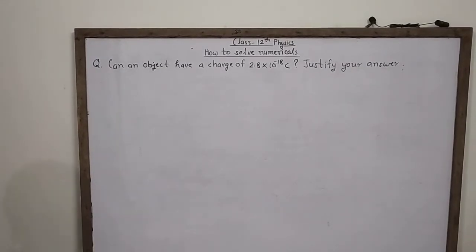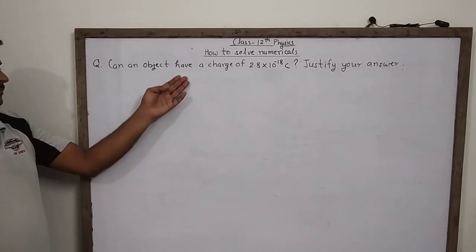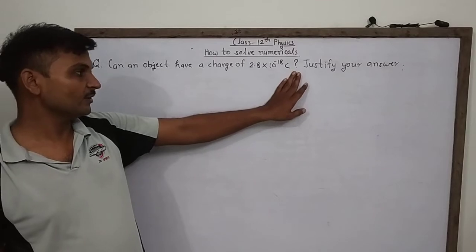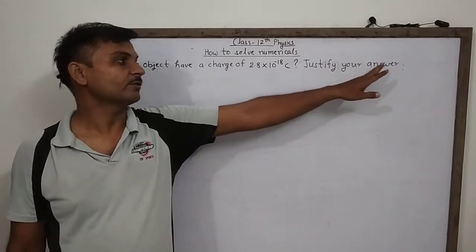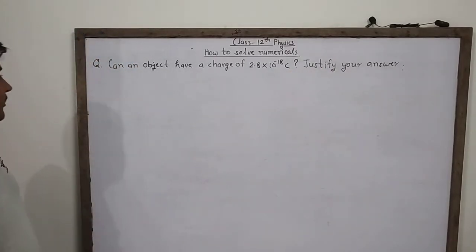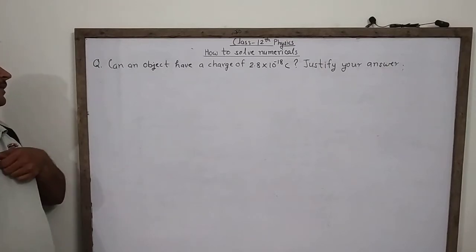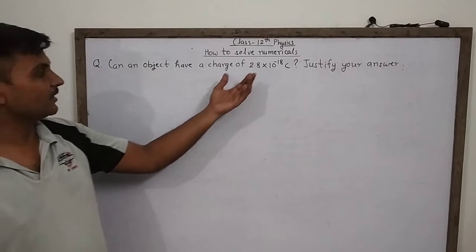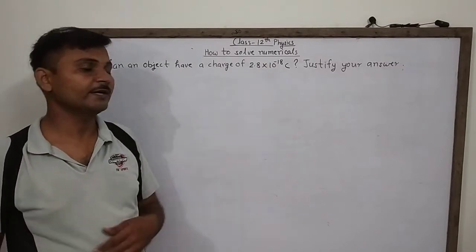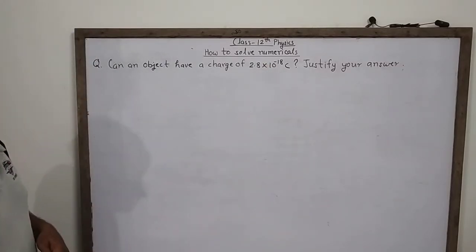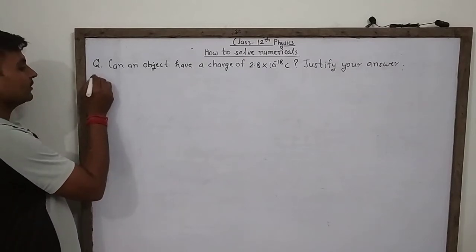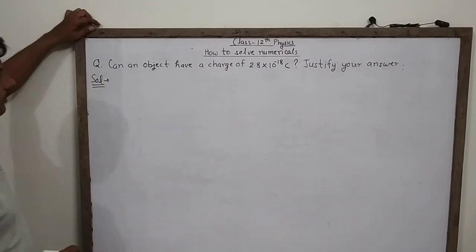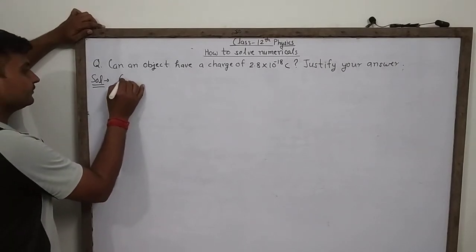Here is another question. Can an object have a charge of 2.8 into 10 power minus 18 coulomb? Justify your answer. The question is whether a body can acquire a quantity of charge equal to 2.8 into 10 power minus 18 coulomb or not. Let us check the solution.